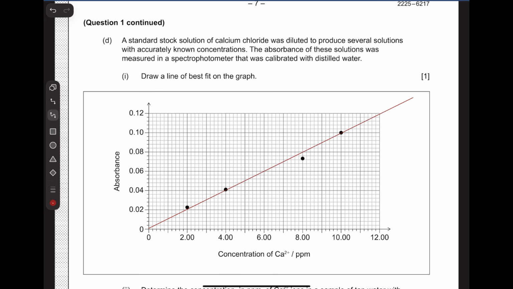Okay. And I'll just make some adjustment. Now this line cannot pass through all the points. So you have to draw it in such a way that it is equidistant from all the points. So approximately like this.